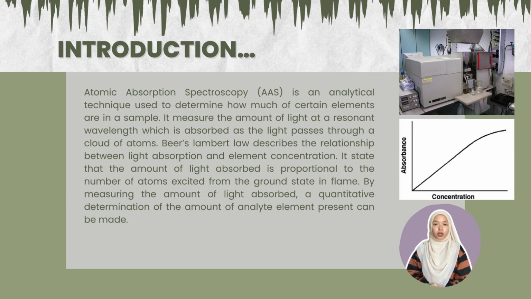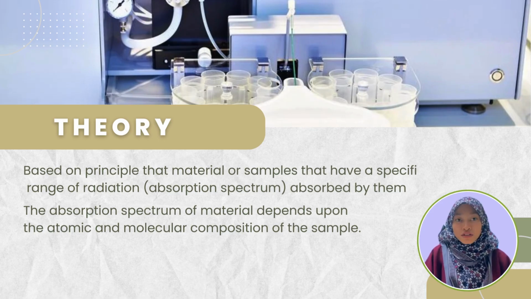According to the law, the amount of light energy absorbed is proportional to the number of atoms excited from the ground state in the flame. Atomic absorption spectroscopy (AAS) is a technique used to determine the concentration of a specific element in a sample by measuring the absorption of a characteristic wavelength of light. It relies on the principle that atoms absorb light at specific wavelengths, which correspond to transitions between energy levels.